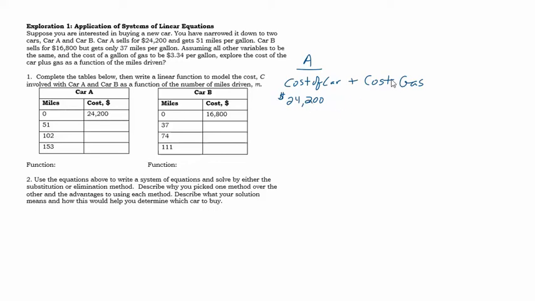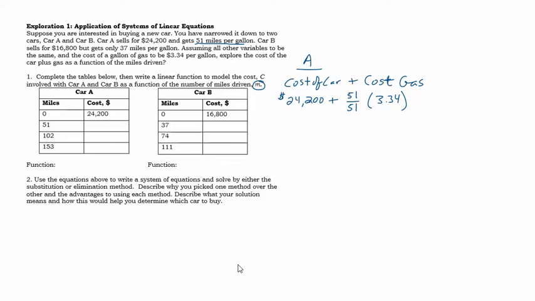All right, if you haven't already done this one, maybe pause it for a second and think about how you'd figure out the cost of the gas, and then we'll go over it. All right, so the cost of the gas, of course, depends on how many miles per gallon. The more miles per gallon you get, the less you have to pay for gas. So we're writing this as a function of the miles driven. So if I drive 51 miles and I get 51 miles per gallon, that means I only have to buy 1 gallon, right? And 1 gallon costs $3.34.